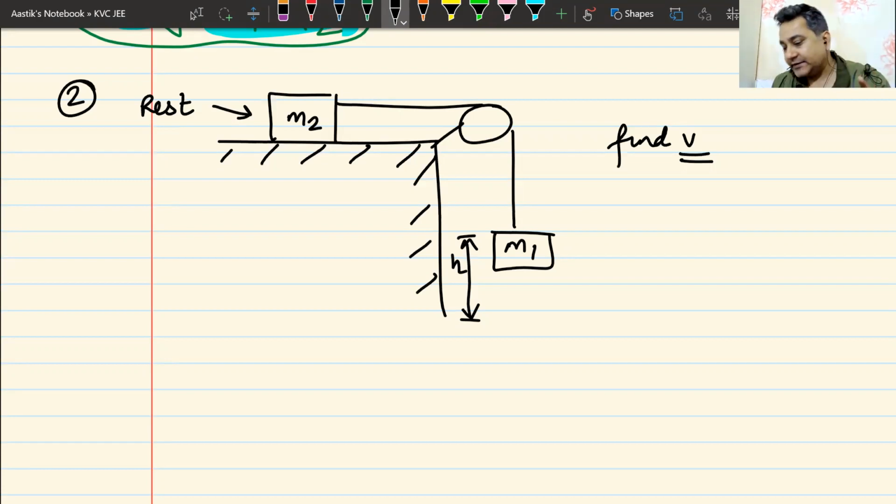You have to find the velocity. M1 is given, M2 is given, initially they are at rest. M1 has fallen height h. What is the velocity of the blocks? Now I will do it using the work energy theorem. You will say, sir, we applied the work energy theorem in the first method as well. But now what I'm going to do is different.